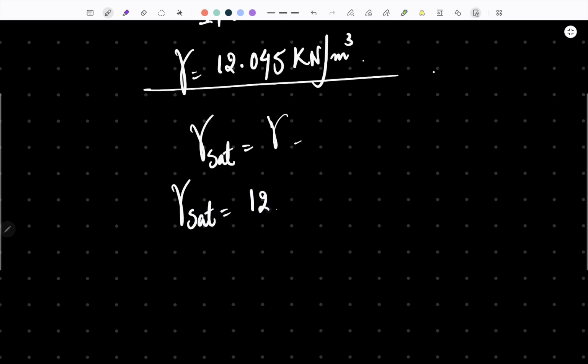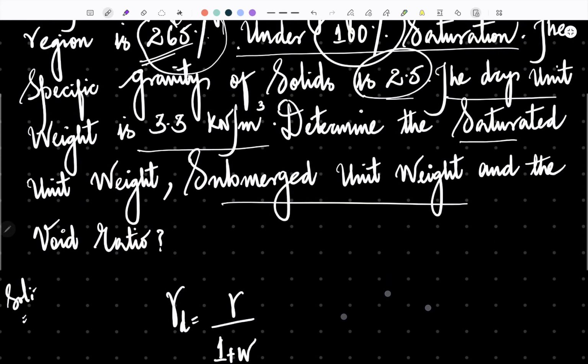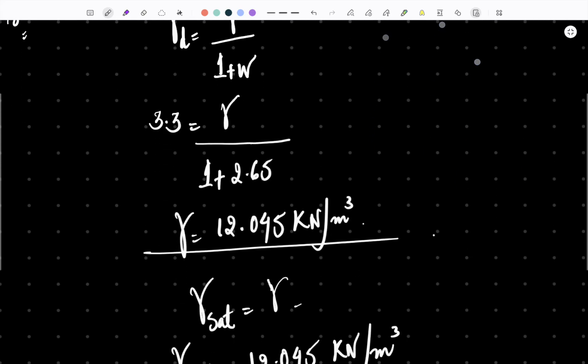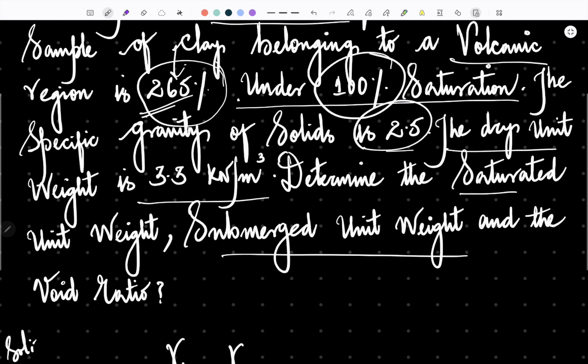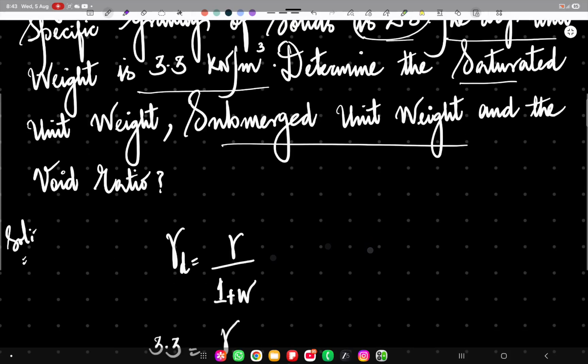It is 12.045 kilonewton per cubic meter. All right, so we have completed the first thing that the question demanded, which was to determine the saturated unit weight, equal to the bulk unit weight, which is 12.045 kilonewton per cubic meter. The next thing that we need to find is the submerged unit weight and the void ratio.